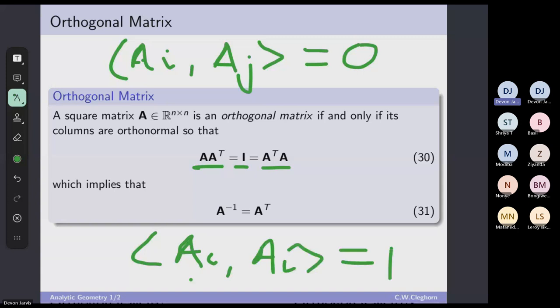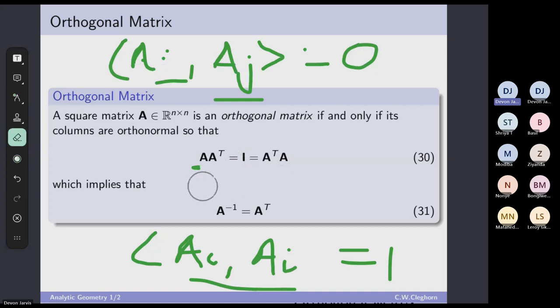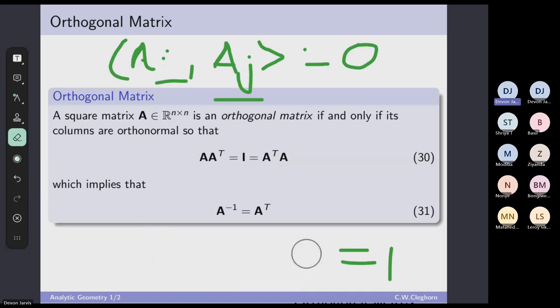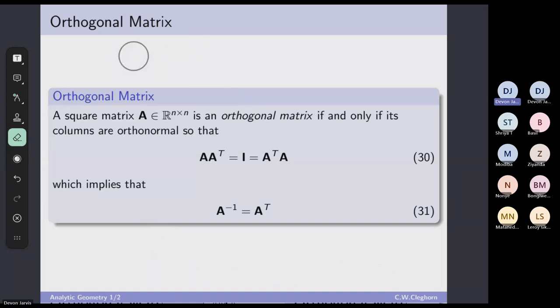So the cases where it's I and I is along the diagonal of this matrix, and the cases where I and J are on the off diagonal of this resultant matrix. Okay, so it gives you the identity by definition of having orthonormal columns. What that then means is that A transpose is its own inverse. Or, yeah, the inverse of A is A transposed over here.